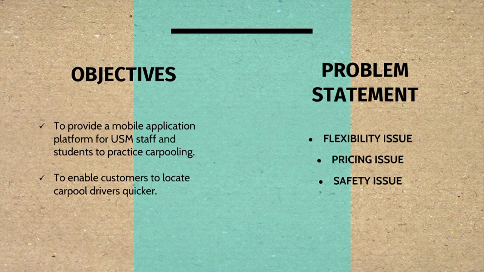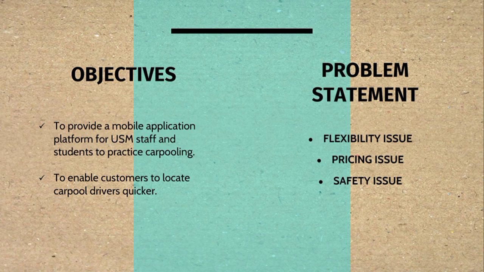For problem statements, first is the flexibility issue, where public transport including bus service inside USM has limited operating hours, long waiting time and low area coverage. Next is the pricing issue, where e-hailing services are quite pricey. And lastly is the safety issue when using public transport or e-hailing service. For this proposed system, the users' security is guaranteed since this application will have user and driver profile verification, which will confirm they are USM students and staff before being able to use the application.